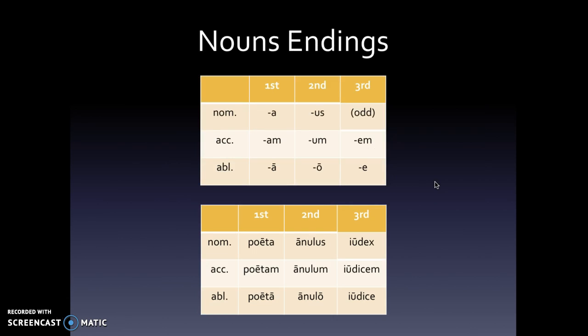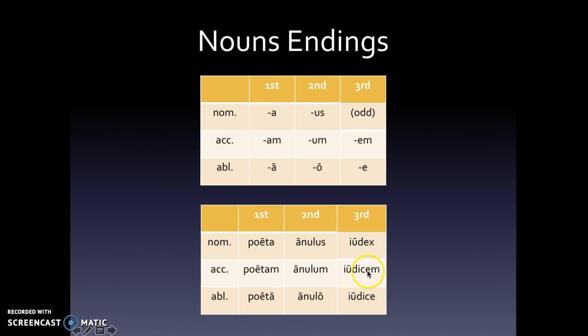All right, here's a layout of our noun endings so far. First declension, a. Second declension, us, o. Third declension, a d, e. Here's an example of each in action. So poeta, poetam, poeta. Annulus, annulum, annulo. Iudex, iudicem, iudice.